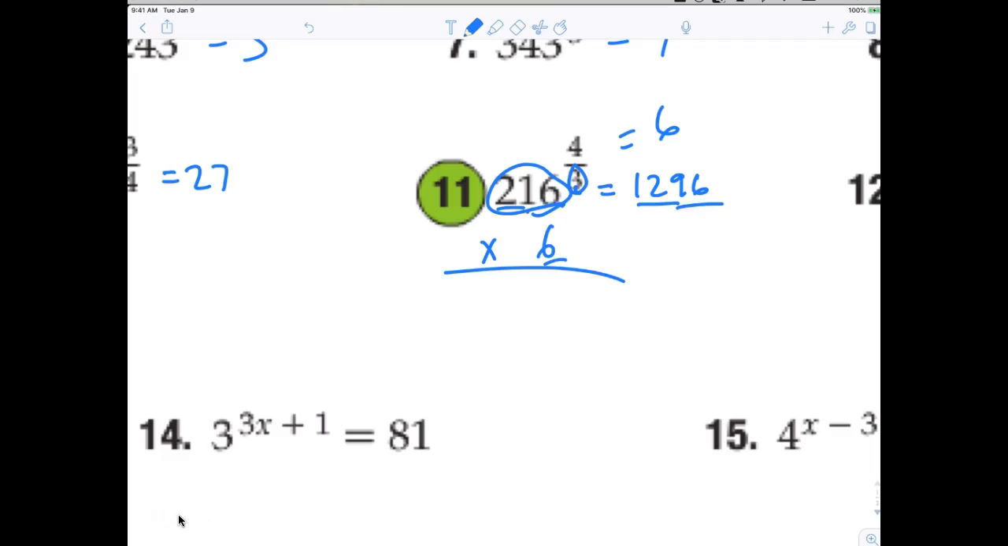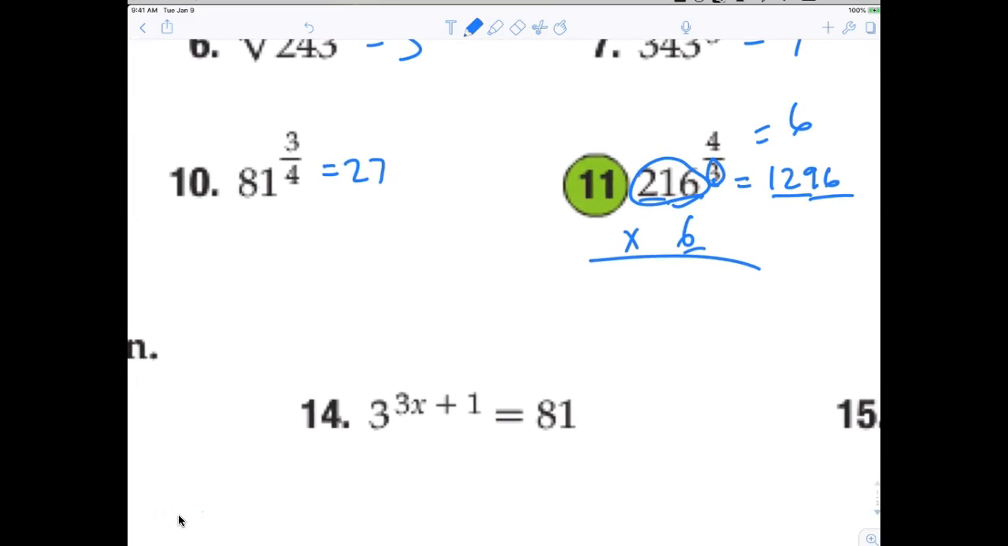I'm expecting you to know those numbers. That's what I'm trying to tell some of you guys. Listen to me. I'm not kidding when I tell you this. If all you're doing is typing the number into the calculator, not thinking about it, then you're never going to know that 216 to the 4/3 is 1296. I'm trying to demonstrate how I knew it was 1296, just like I knew that 81 to the 3/4 was 27. How do I know that? Because the 4th root of 81 is 3, and 3 cubed is 27. That's really not that hard.